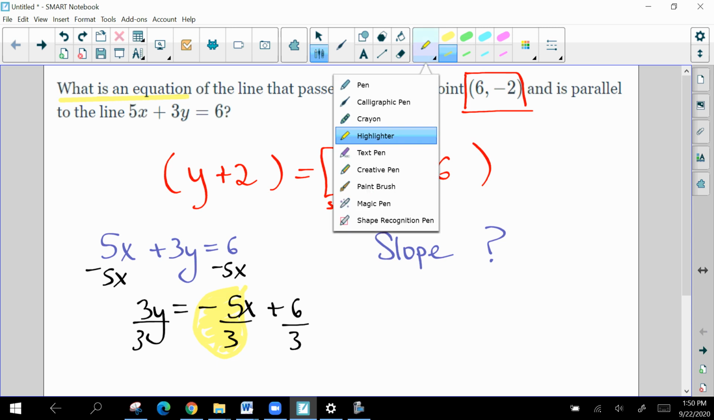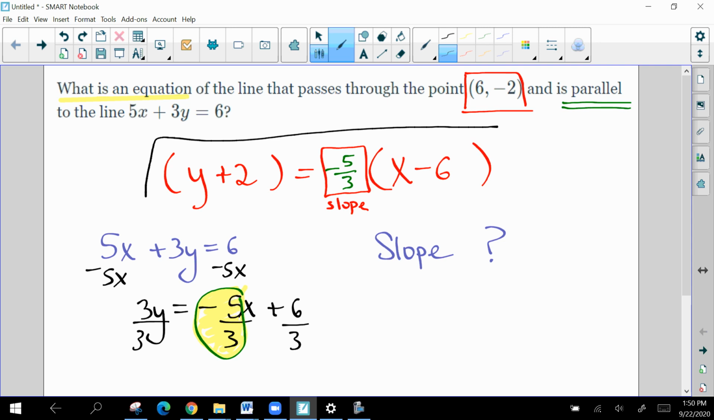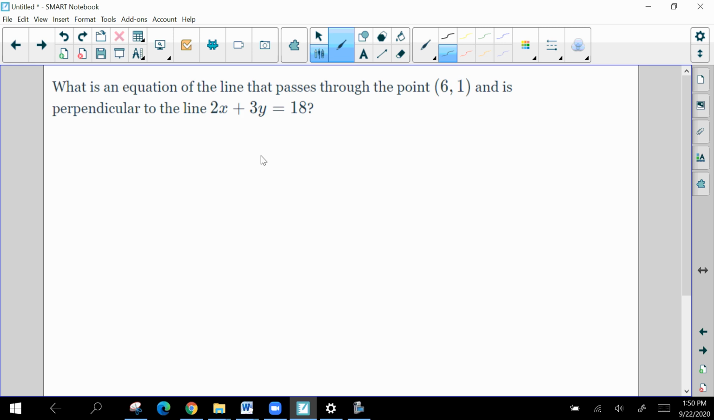Now, if they ask you for parallel, we're going to use the same slope. If they ask you about perpendicular, we're going to use the opposite reciprocal. In this particular instance, they did ask you for a parallel line, so we're going to use the same exact slope that we see here of negative 5 over 3. So when you have to type in your answer, this is exactly what you're going to type in, and then you're all done.